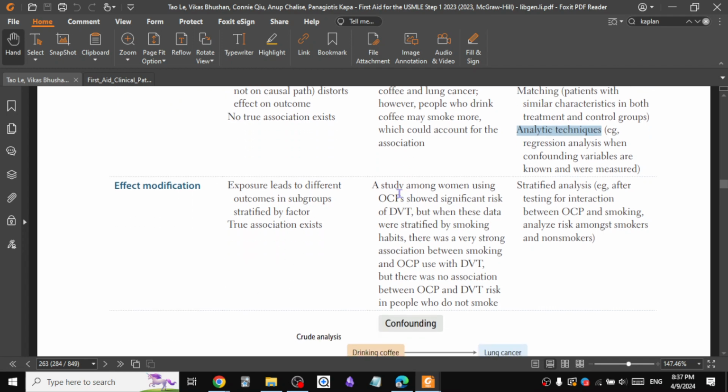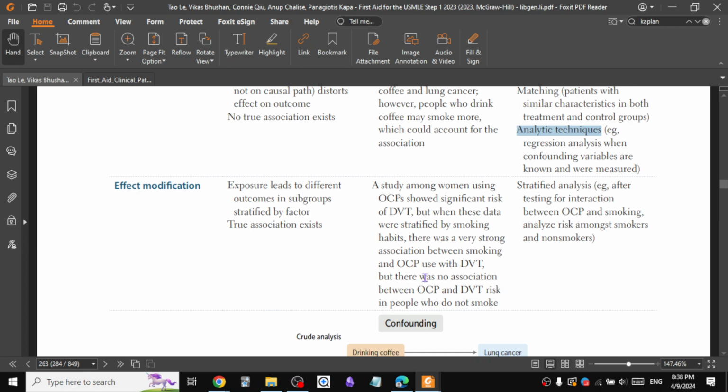Look at the example, right? A study among women using OCP shows significant risk of DVT. But when these data were stratified by smoking habits, there was a very strong association between smoking and OCP use with DVT, but there was no association between OCP and DVT in people who do not smoke. So you see how OCP was the thing we were looking at, but the modifier has caused the result to be wrong, right? So it was smoking that was the modifier. Smoking through OCP use led to DVT in this example.